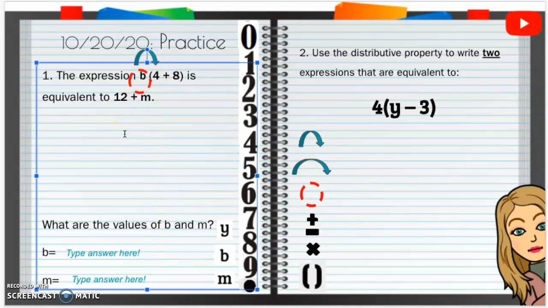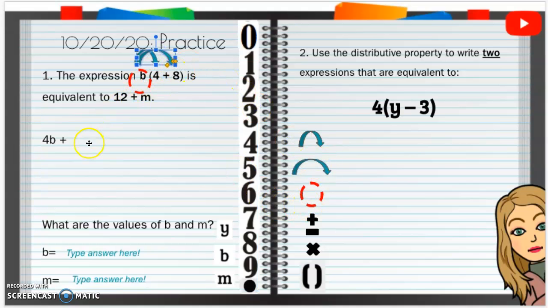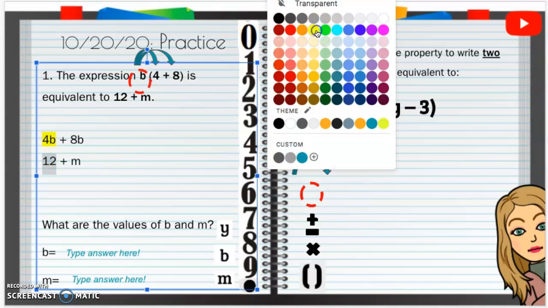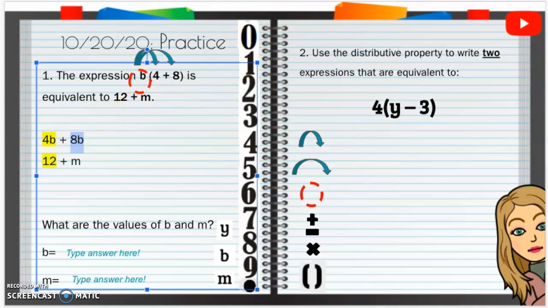Well, we know that b times 4 is just going to be 4b, or 4 times b, same thing as b times 4. Keep that plus, and then b times 8 is just going to be b times 8, or 8 times b, which is the same thing as 8b. Now, we know that is equal to 12 plus m. All right, the first two are going to go together, and the last two are going to go together. So 4b is going to equal 12. 8b is going to equal m.